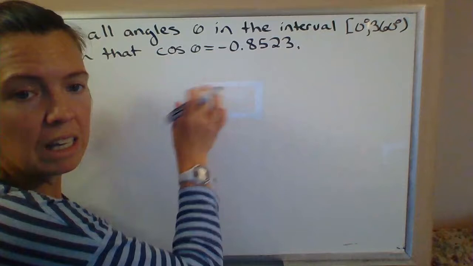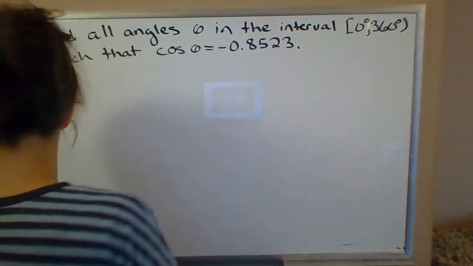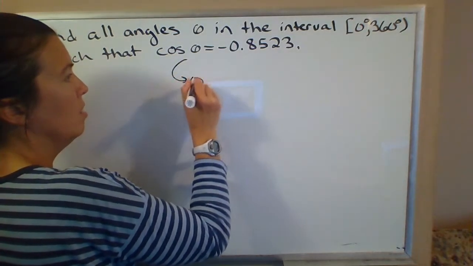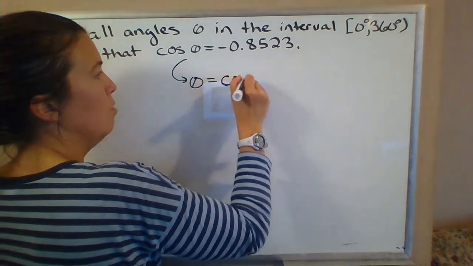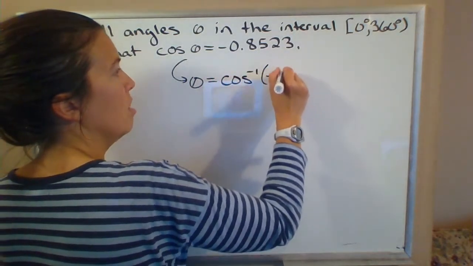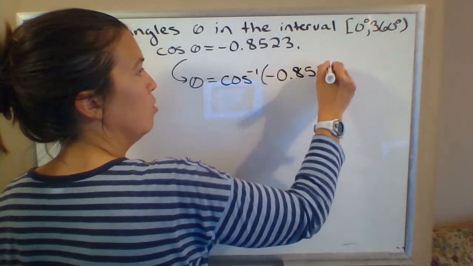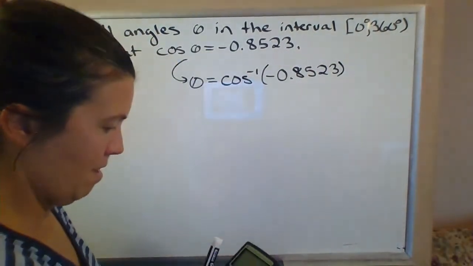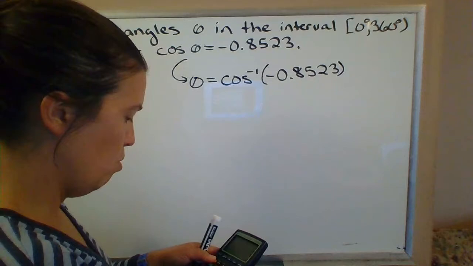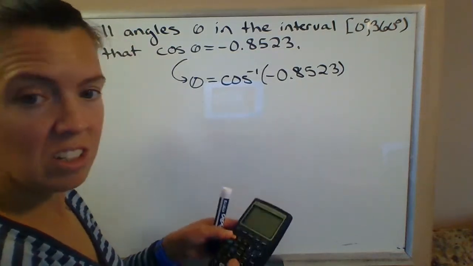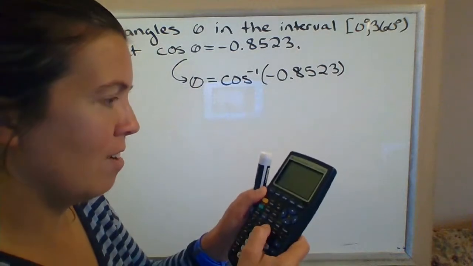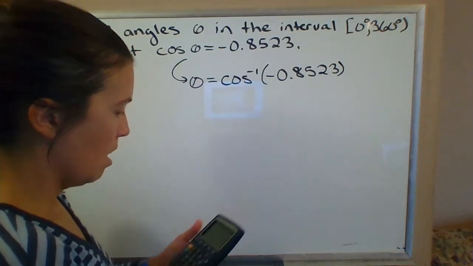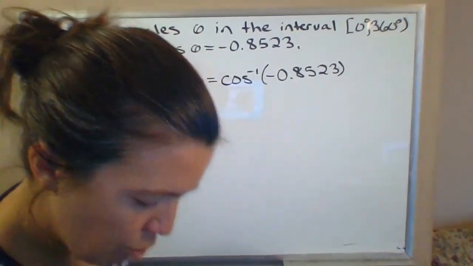Then we need to use the inverse cosine function on the calculator. So the idea here is, in order to solve for the angle theta, we do inverse cosine of this given value, 0.8523. And I grabbed my calculator, here it is. You're going to need to press second on this calculator, and then the cosine function, negative 0.8523. This gives us 148.